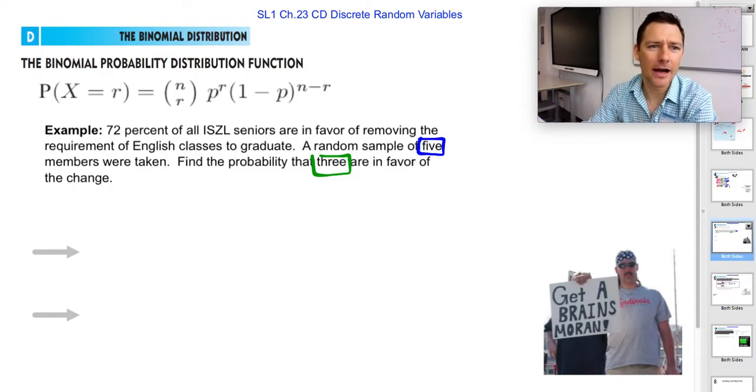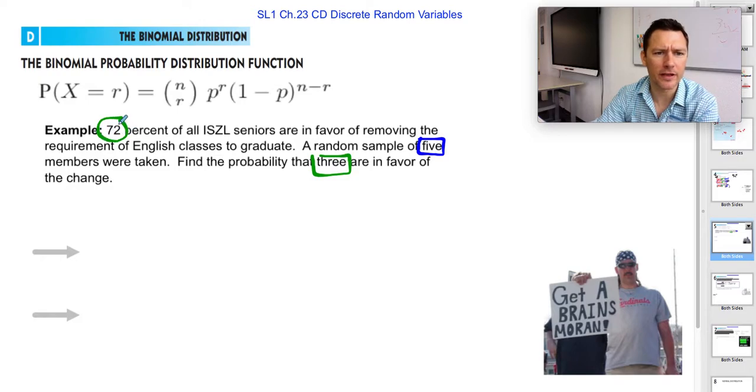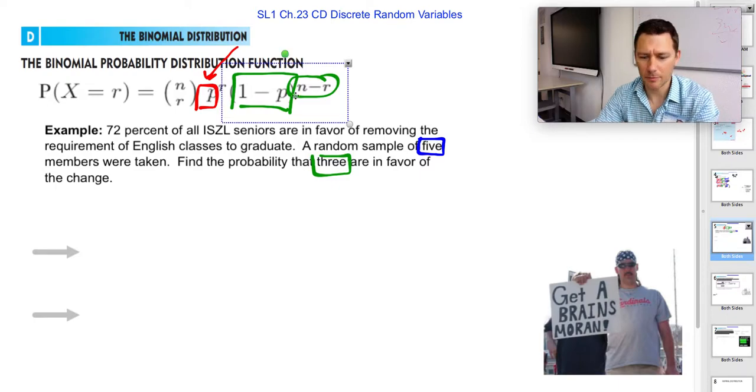So, let's see. I know a couple of things. Overall, we've got 72% in favor. So this is the percentage we're talking about, right? If you remember probability, we have to multiply the probability that something happens by the number of times that might occur, and also the probability that it doesn't happen times the number of times that might occur. Right? That's where this piece comes from.